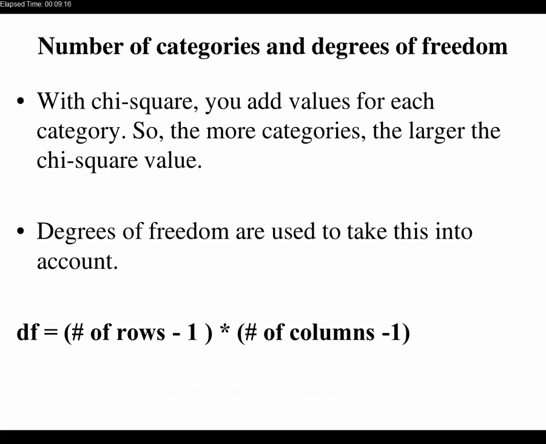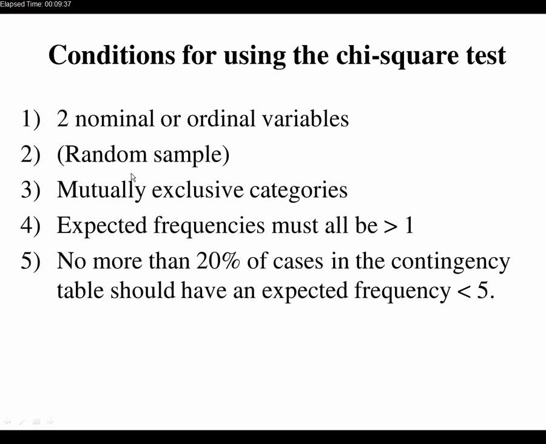The number of categories and degrees of freedom. With chi-square, you add values for each category. So the more categories, the larger the chi-square value is going to be. Remember? Degrees of freedom are used to take this into account. Degrees of freedom equals the number of rows minus 1 times the number of columns minus 1.